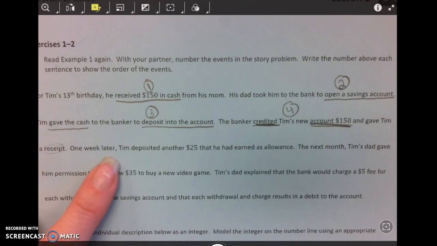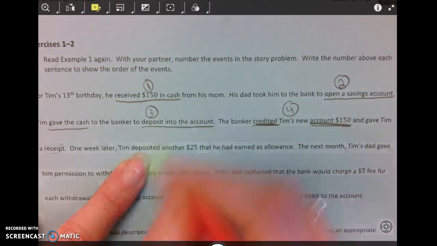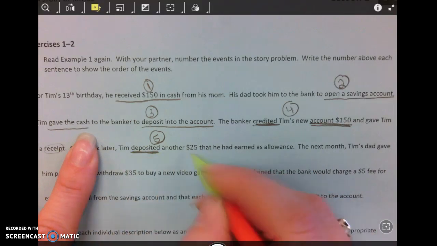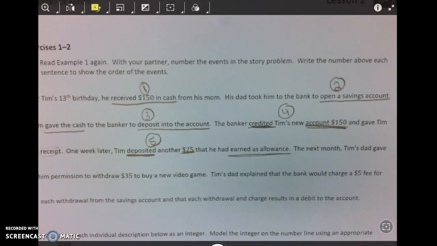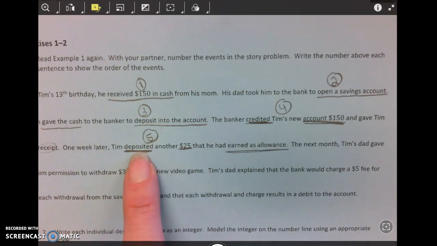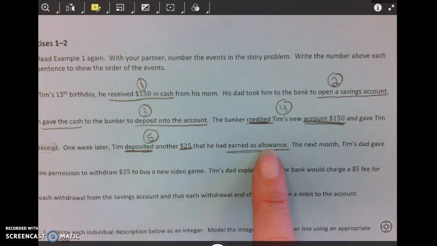One week later, Tim deposited another $25. So action 5, again we're depositing $25 that he had earned as allowance. So think about what you do with your money. Make the connection that up here he gave the cash to deposit. So here he probably had to take this $25 and give it to the banker to deposit in his account. And it's his allowance that he earned, so it's money that he has.